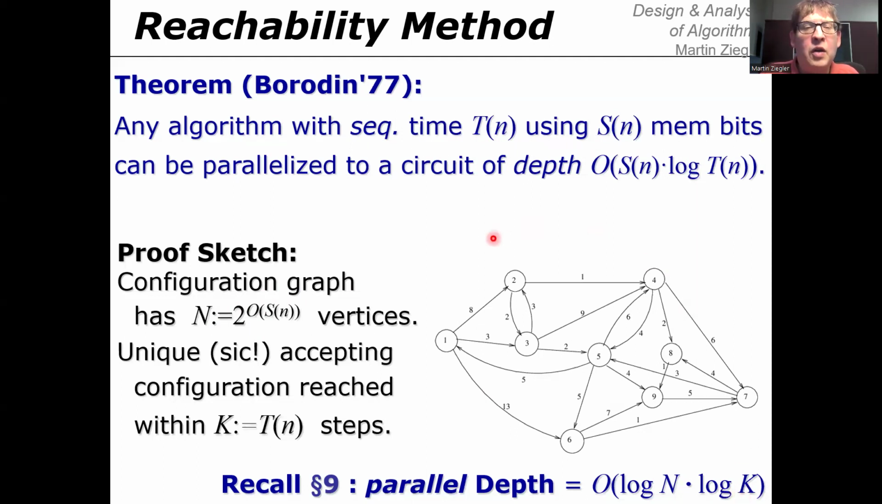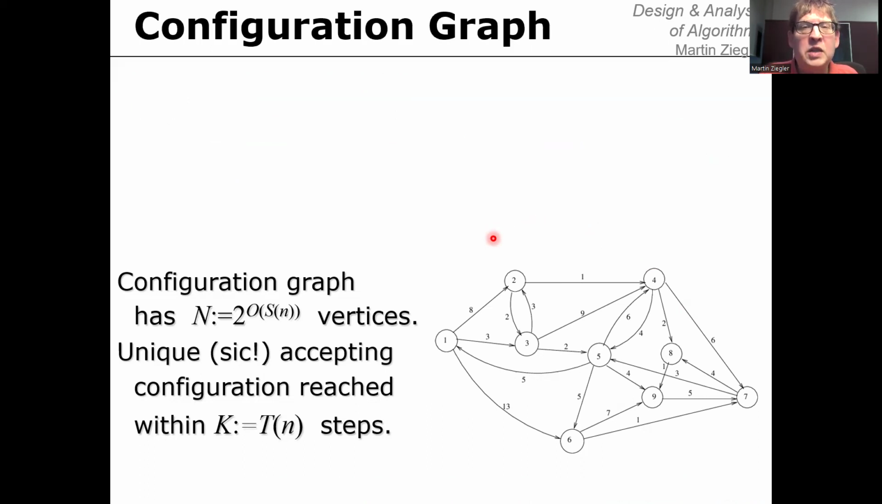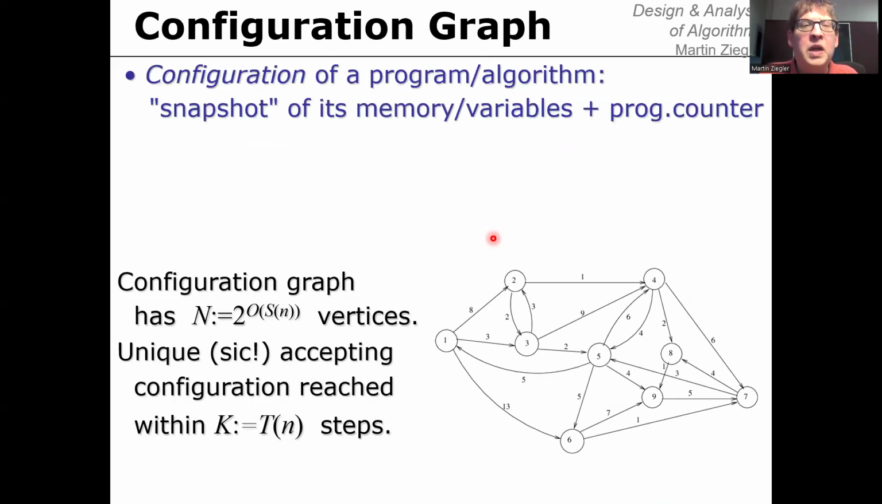Okay, now I've already talked a lot about the configuration graph. It's time to actually introduce the configuration graph. What is the configuration graph? Imagine the configuration graph of a program or an algorithm to be the collection of all snapshots of its memory, that is, of its variables, together with the current program counter. So one node, any node in the configuration graph, is a current snapshot.